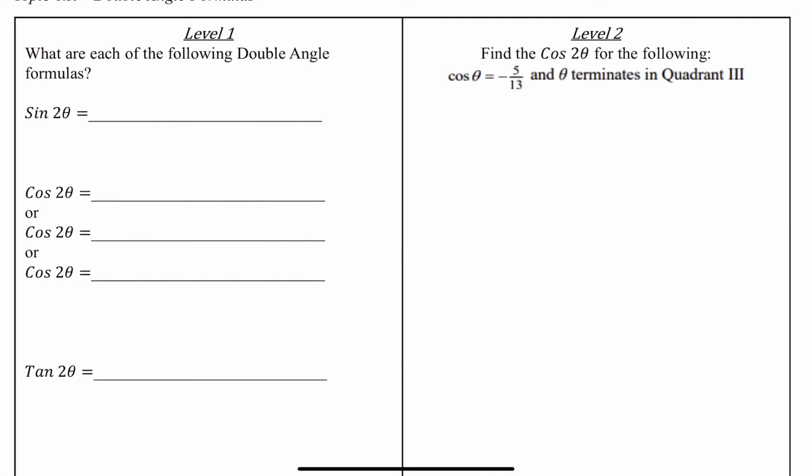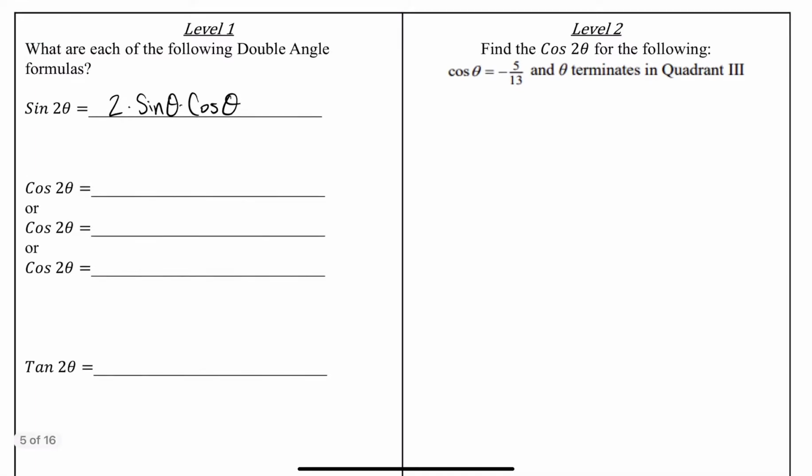So we know that sine of 2 theta is equal to 2 times sine of theta times cosine of theta. So you multiply sine and cosine, put the 2 in front. Cosine's a little bit tricky because you've got to remember 3 separate formulas. The first one being very similar to our Pythagorean identity, but it's a little bit different. So it's cosine squared theta minus sine squared theta.